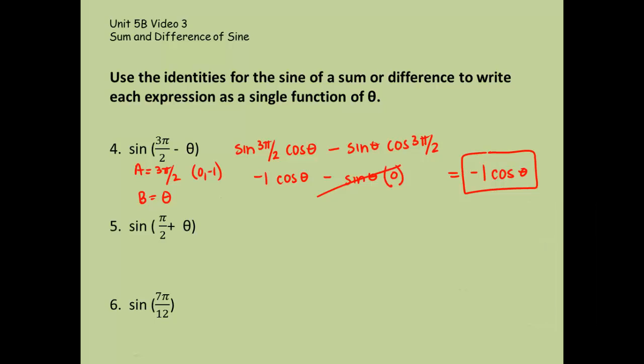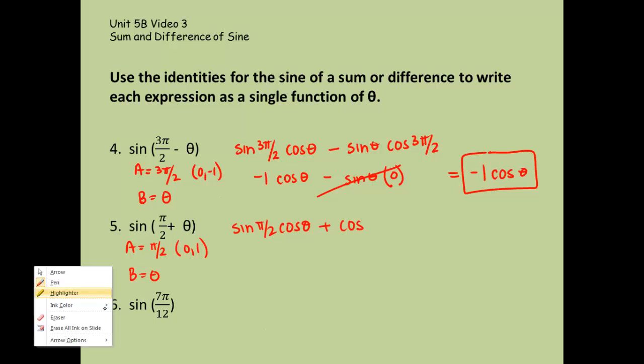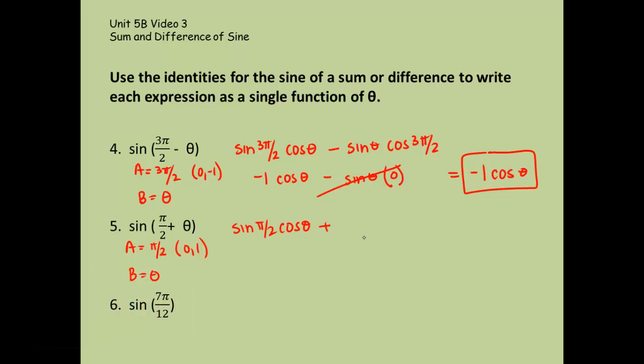2 more to go here. Here I've got my A value to be pi over 2 and my B value to be theta. Well, pi over 2 is our 90 degrees, so that's 0, 1. So I have sine of pi over 2 times the cosine of theta plus sine of theta times the cosine of pi over 2.